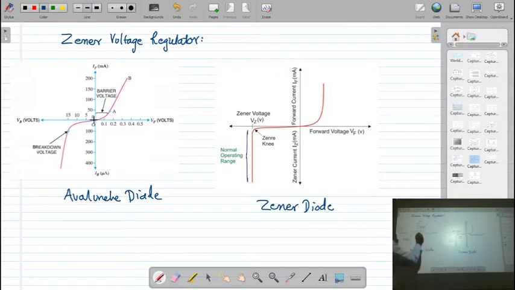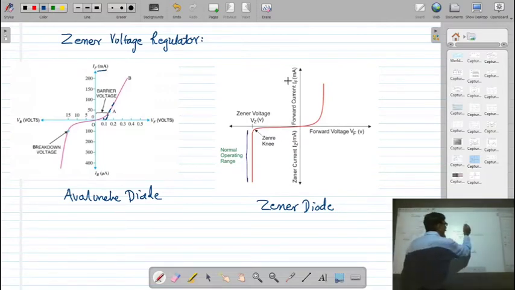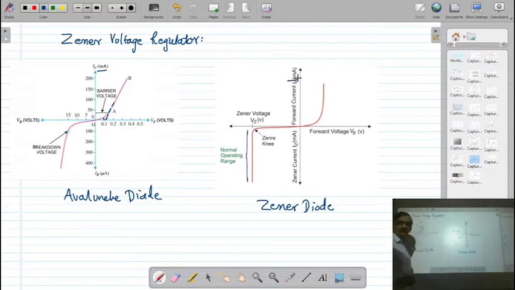In the avalanche diode, the forward bias characteristic means as we increase the voltage, the current also increases, and after some voltage, it increases linearly. And whatever the current is, it is in the order of a milliampere. So the forward bias current in an avalanche diode is in milliamperes. The same way, for a Zener diode, the forward bias current is also in the order of a milliampere.